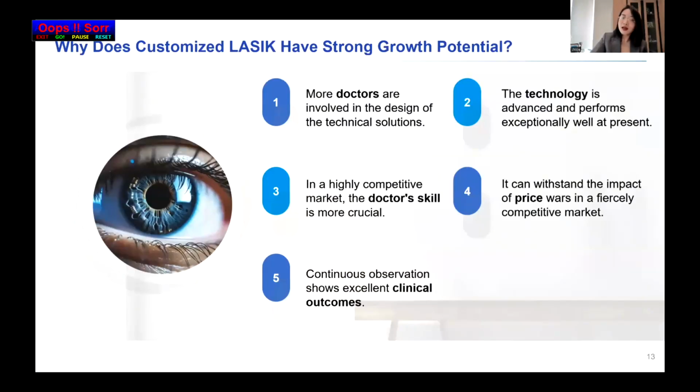And why does customized LASIK have strong growth potential? From my perspective, more doctors are involved in designing technical solutions, and this technique is advanced and performs exceptionally well at present. In a highly competitive market, the doctor's skill is more crucial, and it can withstand the impact of the price war. Of course, we have continuous observation showing excellent clinical outcomes of customized LASIK.